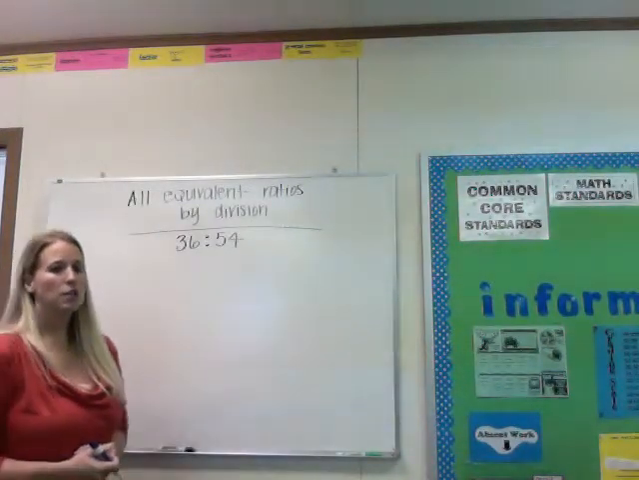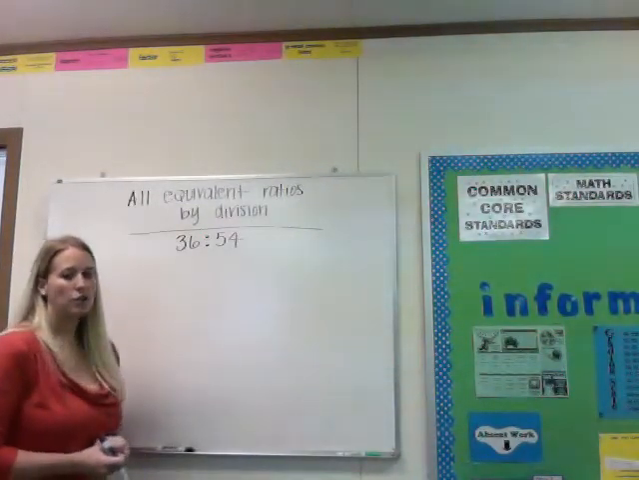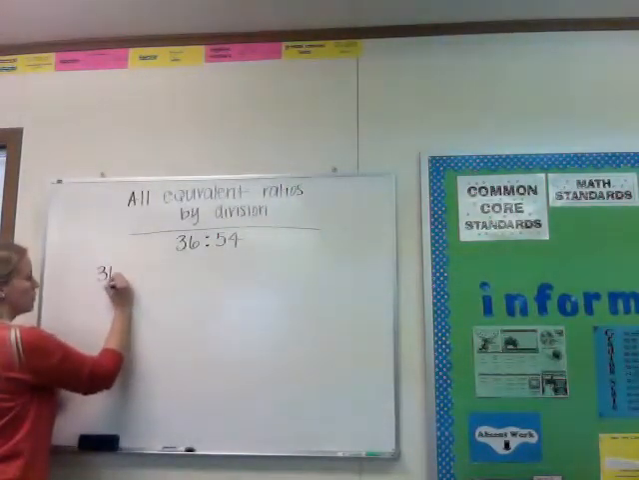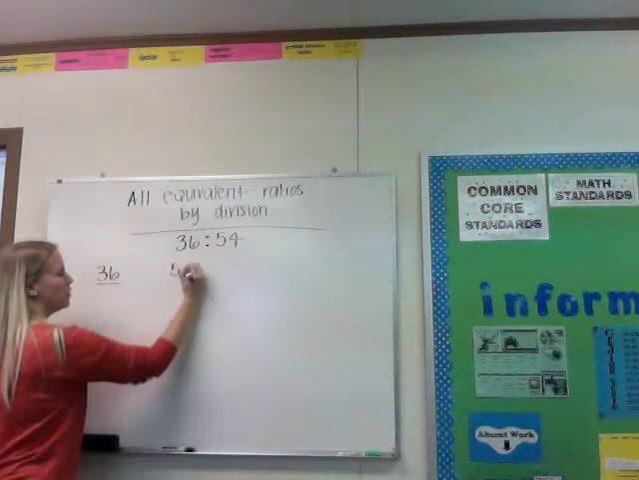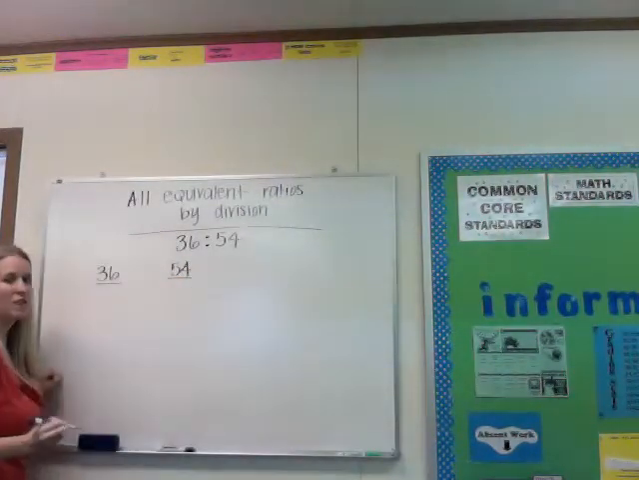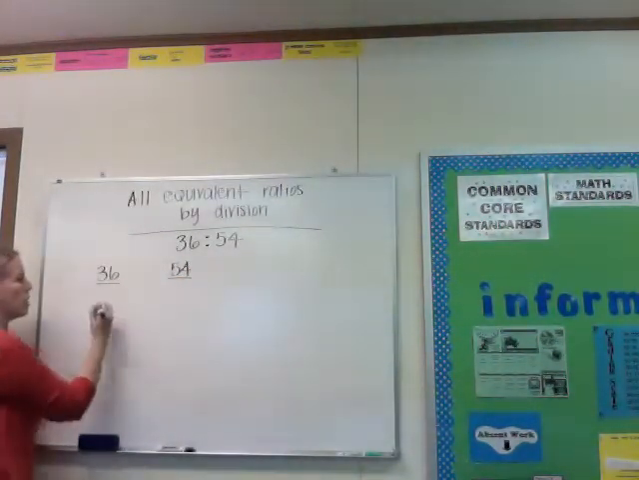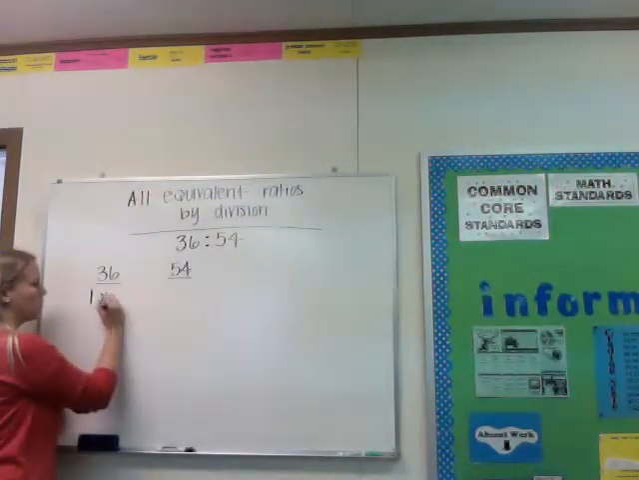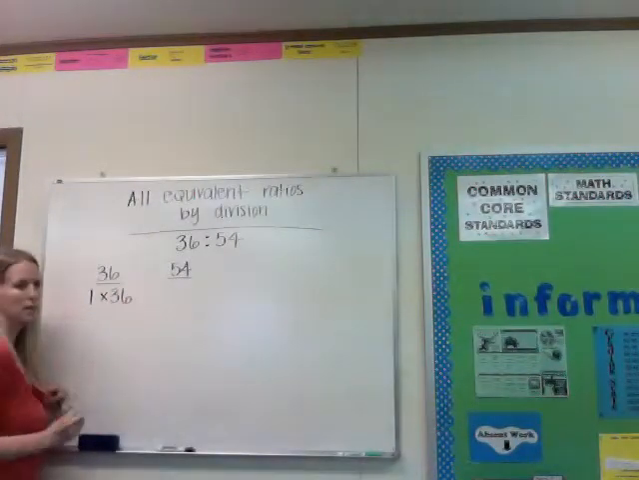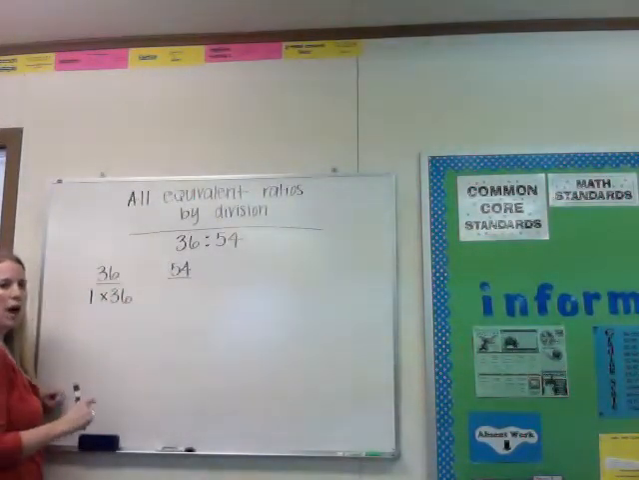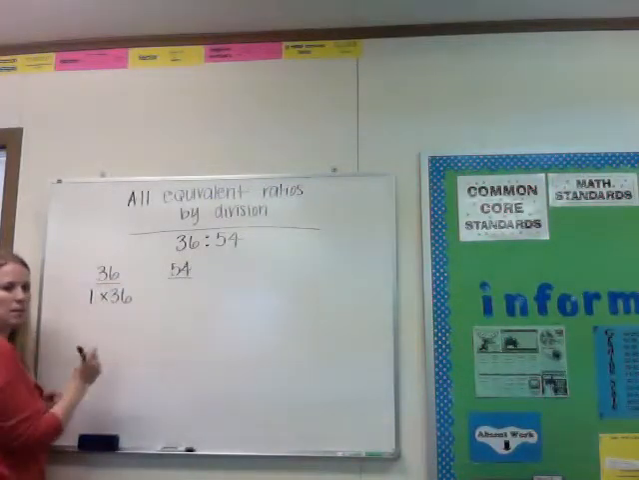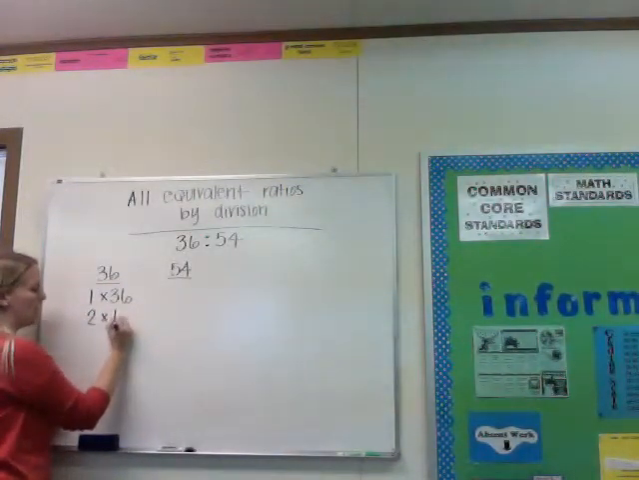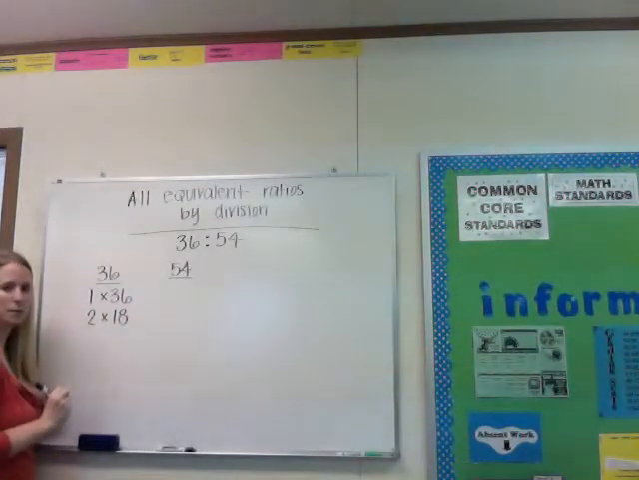So the first thing I need to do is find all the factors of 36 and 54. So I'm going to do 36 over here, and I'm going to do 54 over here. And remember, when doing factors, it's easiest to do them in number order. So let's start with 1. 1 is a factor of all numbers. So I know 1 times 36 will give me 36. Now I'm going to try 2. I know 2 works because it ends in an even number. 6 is even. So 2 times 18 gives me 36.